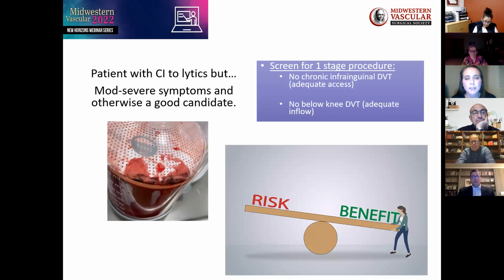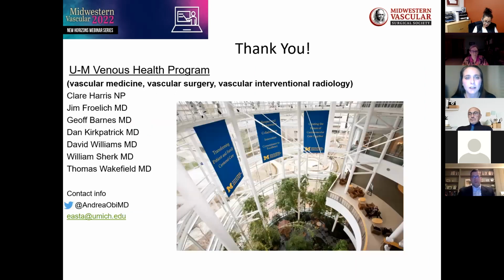This is where I really think these mechanical thrombectomies and suction thrombectomies and one-stage procedures can really change the risk-benefit balance to be in favor of intervention. For these patients, we do additional screening. We make sure that they have adequate access, meaning no chronic infrainguinal DVT, and they have adequate inflow. We don't think they have a DVT that extends so low that we'd have to leave a lytic catheter there to achieve inflow. If that's the case, then certainly we offer these patients intervention. We just haven't built that into the algorithm yet. That needs to be redone.